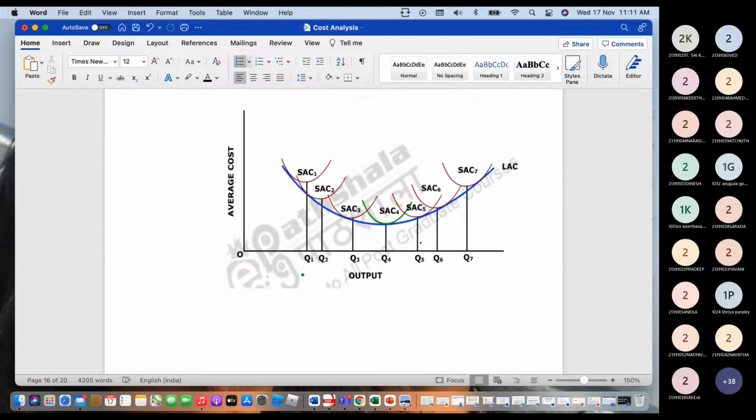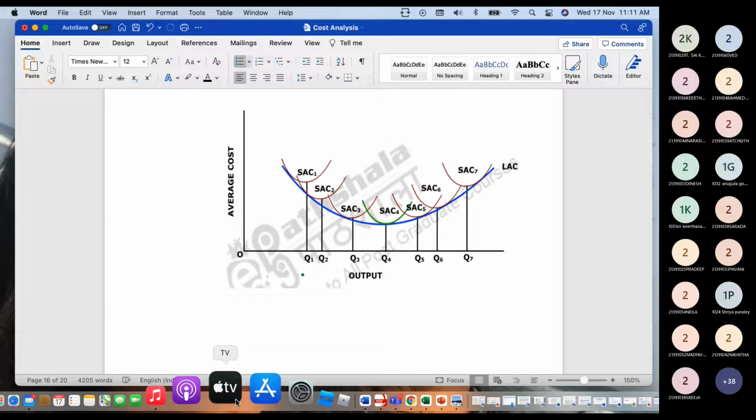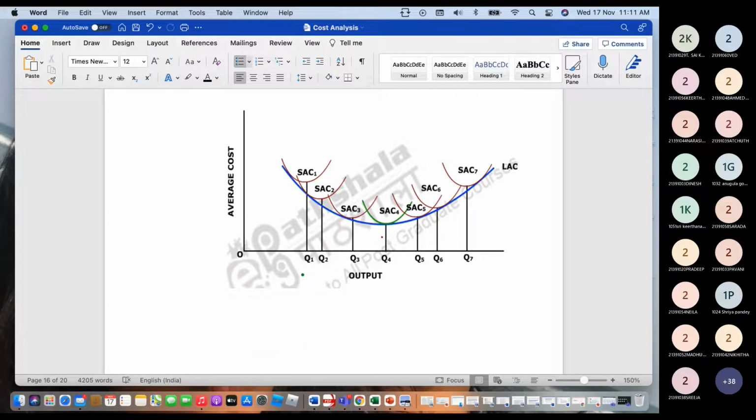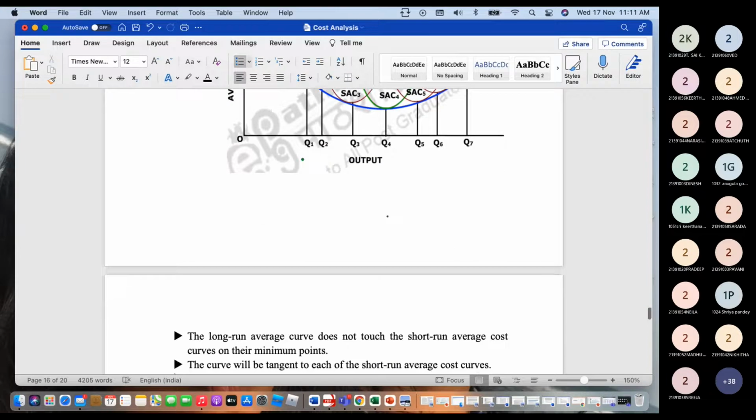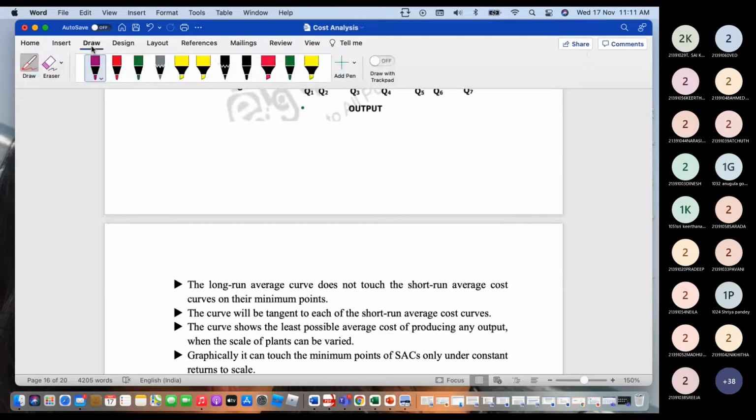So accordingly, the firm will have increasing returns to scale, constant returns to scale, and decreasing returns to scale. So the same concept, students, we are going to utilize it here to explain why the cost is going to decrease when the output is going to increase, and why the cost is going to become minimum for a certain level of output, and why then the cost is going to increase.